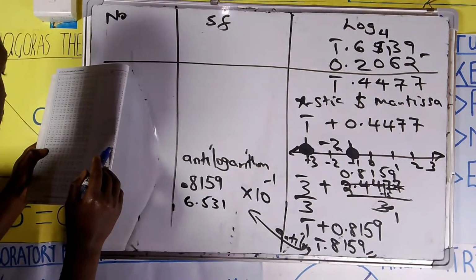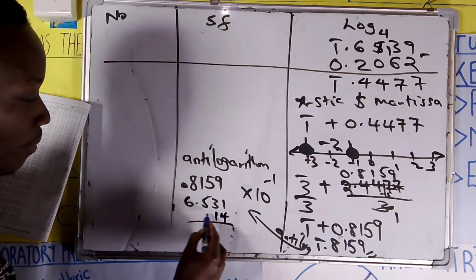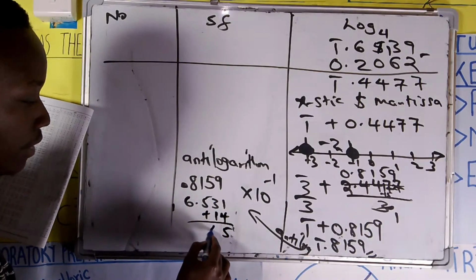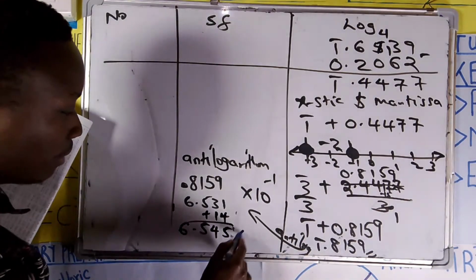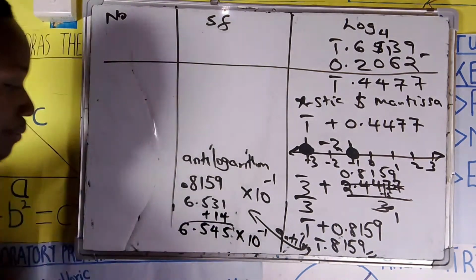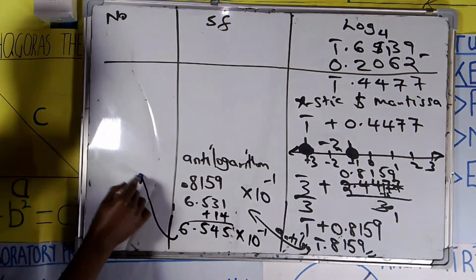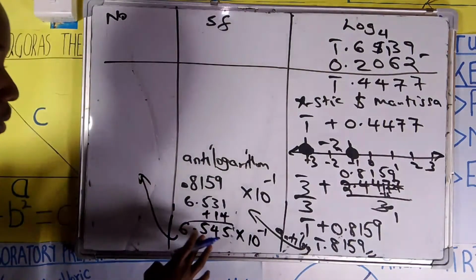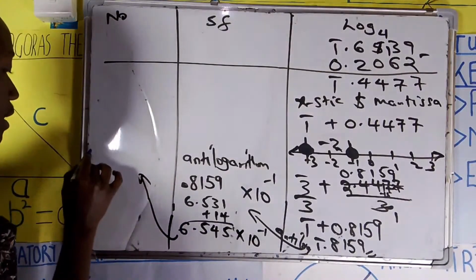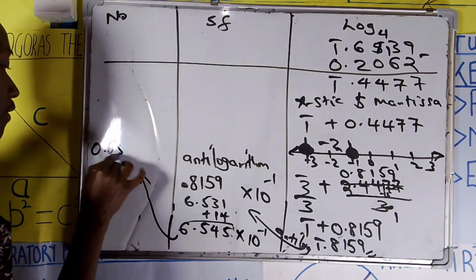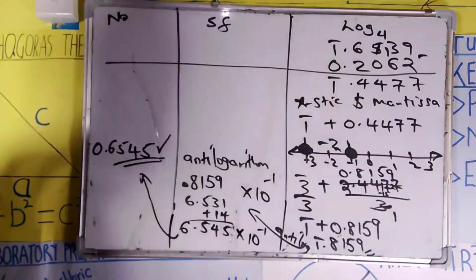Last column of 9, we will add 14. 4 plus 1 is 5. 3 plus 1 is 4. 5. Then a decimal, then a 6. That will be times 10 to power negative 1. So we can now write this number as a normal number. 6.545 times 10 to power negative 1 is going to give us 0.6545.